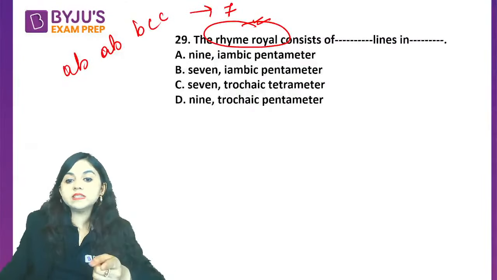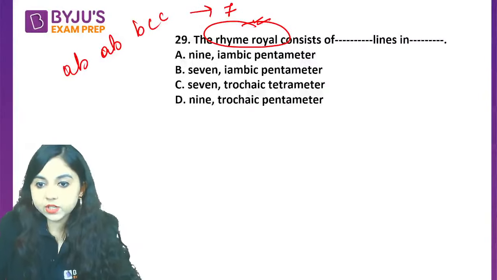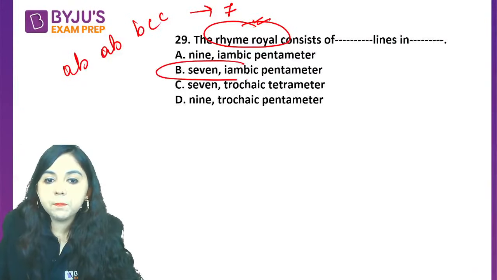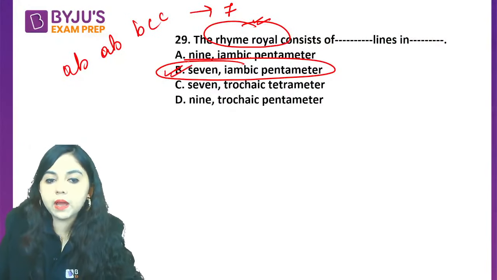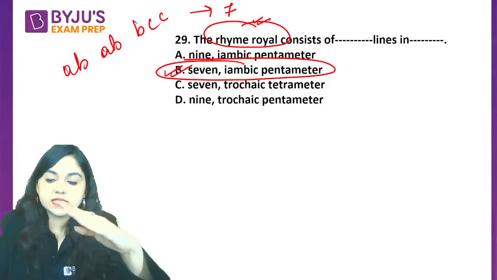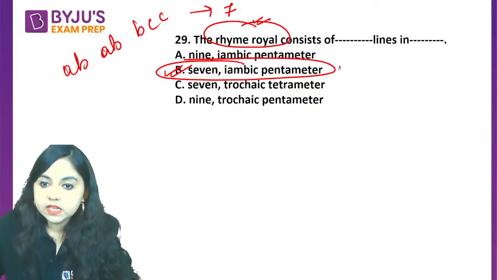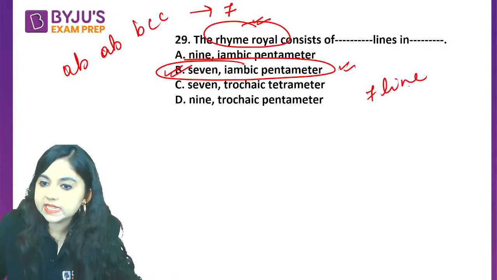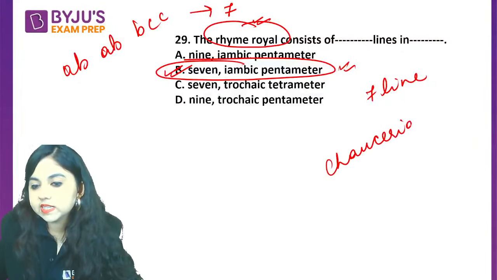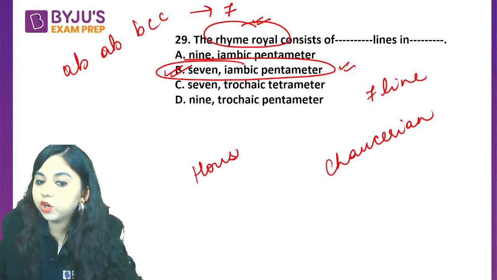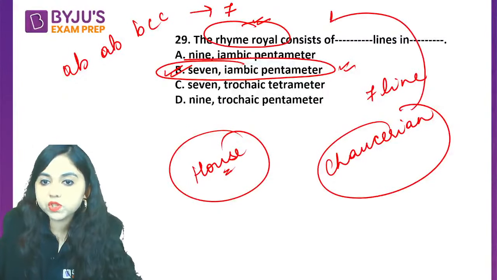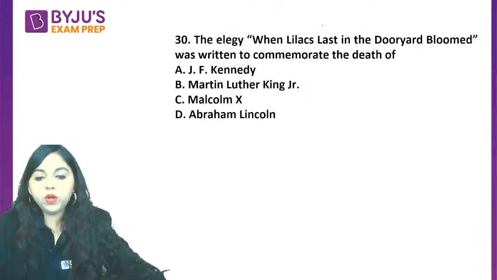It is also called Chaucerian stanza because Chaucer was using it in English for the very first time. What is the right answer here? Absolutely right. It has seven iambic pentameter lines. It is a seven-line stanza form in iambic pentameter, also called Chaucerian stanza form. Today we did House of Fame, which was written in octosyllabic couplet, and Chaucerian stanza form. So please remember that.